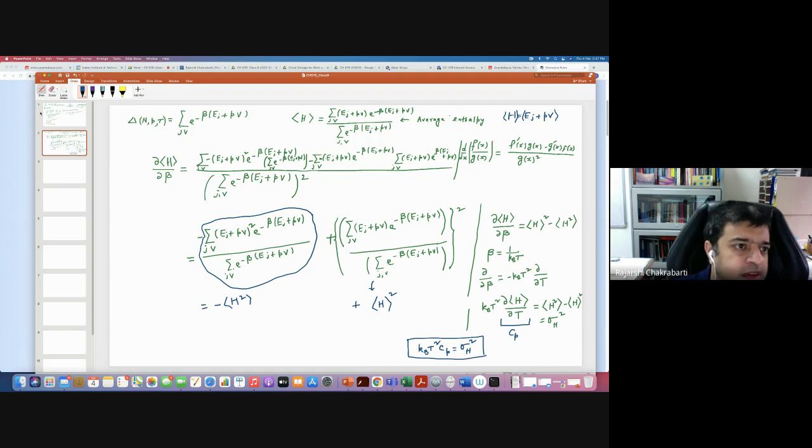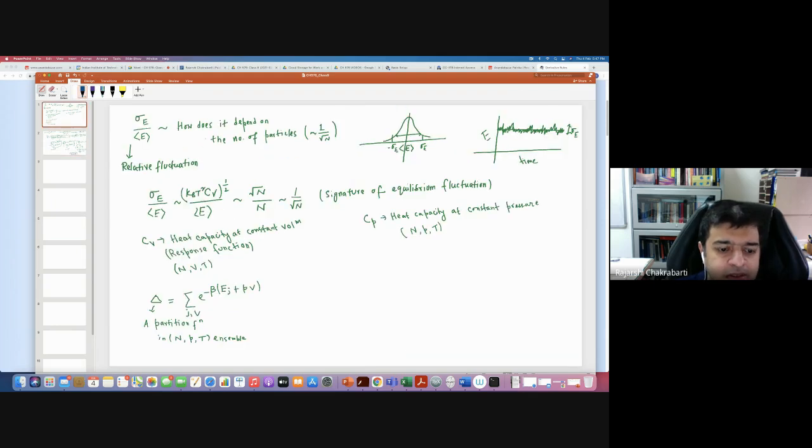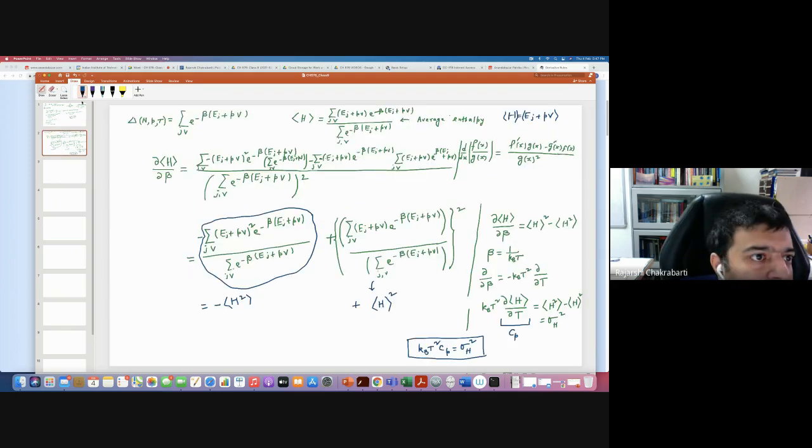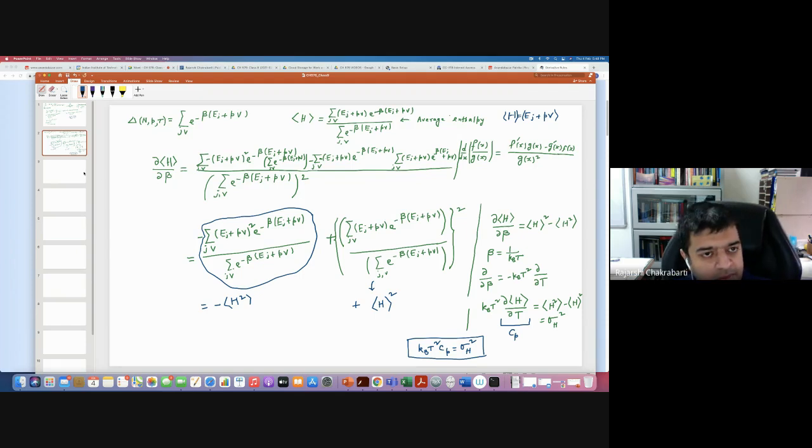You can check the previous relation. In the previous relation, if you go back, you will see that kB T square into Cv is equal to sigma e square. You had this, no? So now you also have the relation of heat capacity at constant pressure with sigma h. Okay, you have it.